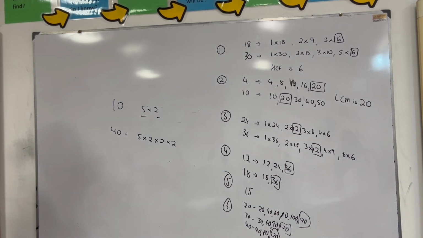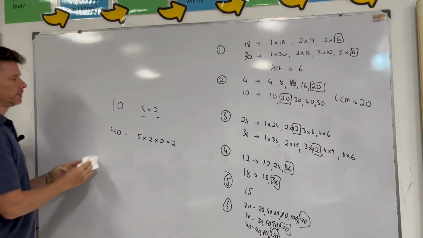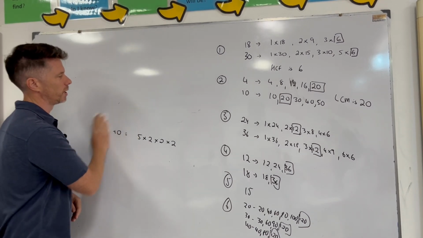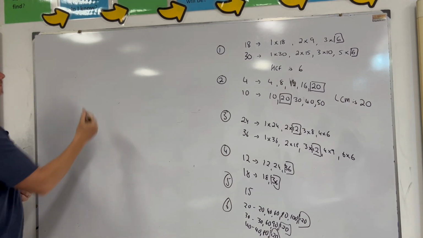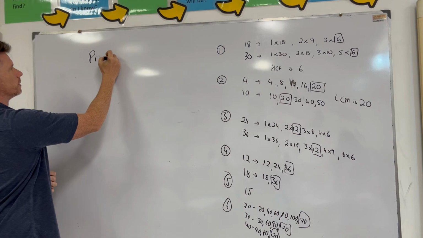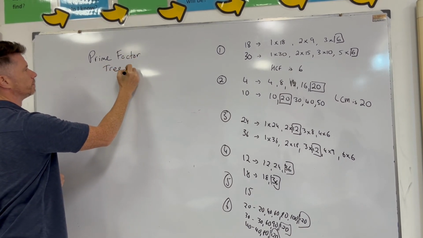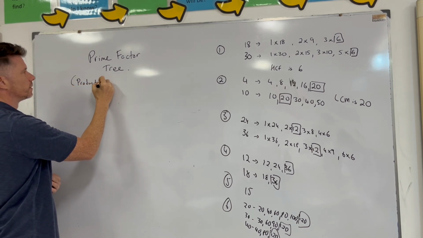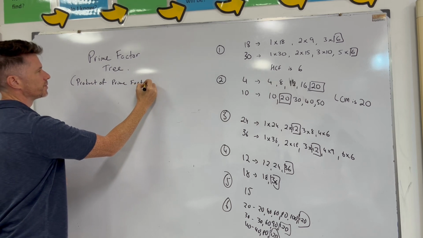Yes. All right. So there is a way of getting this list of prime numbers using something called a prime factor tree. So a prime factor tree helps us get that answer we got before.